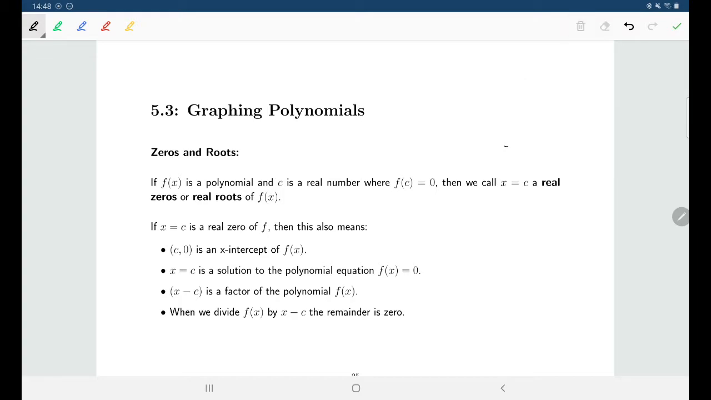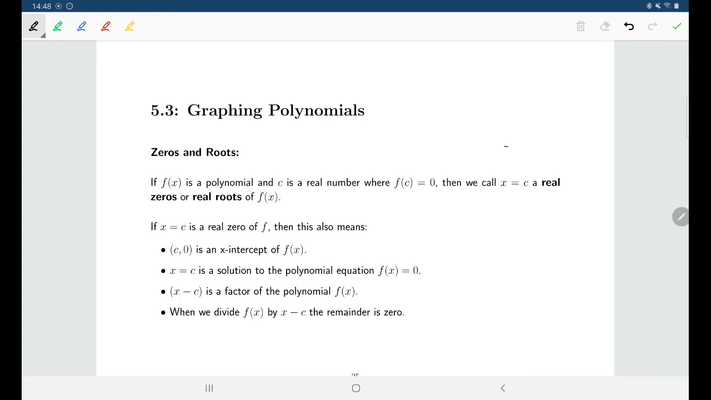Now, there's a couple of equivalent things that you could say, which is if you have an x value that's a 0, then that means it's a value that gives you a y value of 0, or in other words, you have that x-coordinate is the x-coordinate of an x-intercept. It's also true that if you are an x-intercept, then the x-coordinate must be a value of x that solves the equation, where is this polynomial equal to 0?